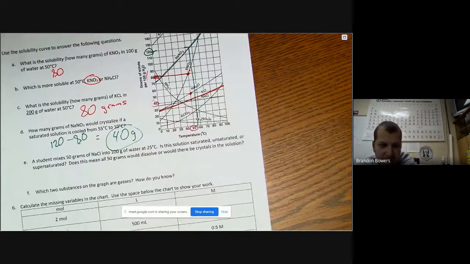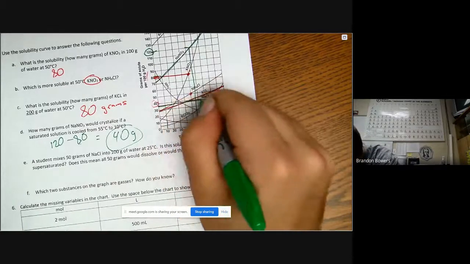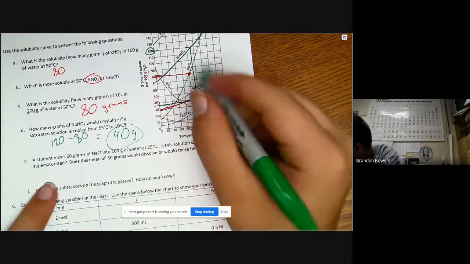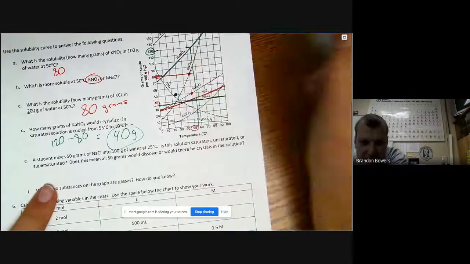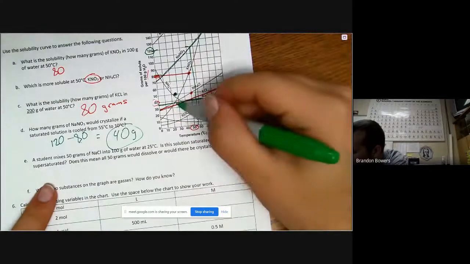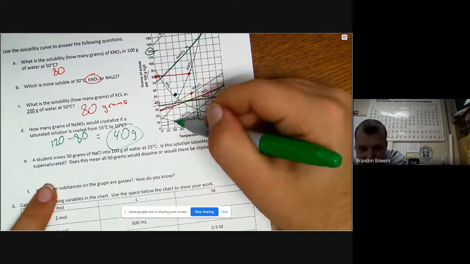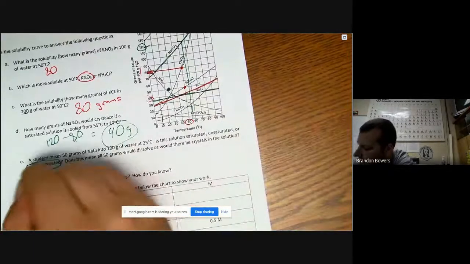Okay. And last but not least, we look at salt. The salt line is right here. It says if a student mixes 50 grams at 25 degrees temperature, that's that point right there. Is that supersaturated? Is that above my salt line, on the line, or below it? Well, it's above the line, so that means it's supersaturated.